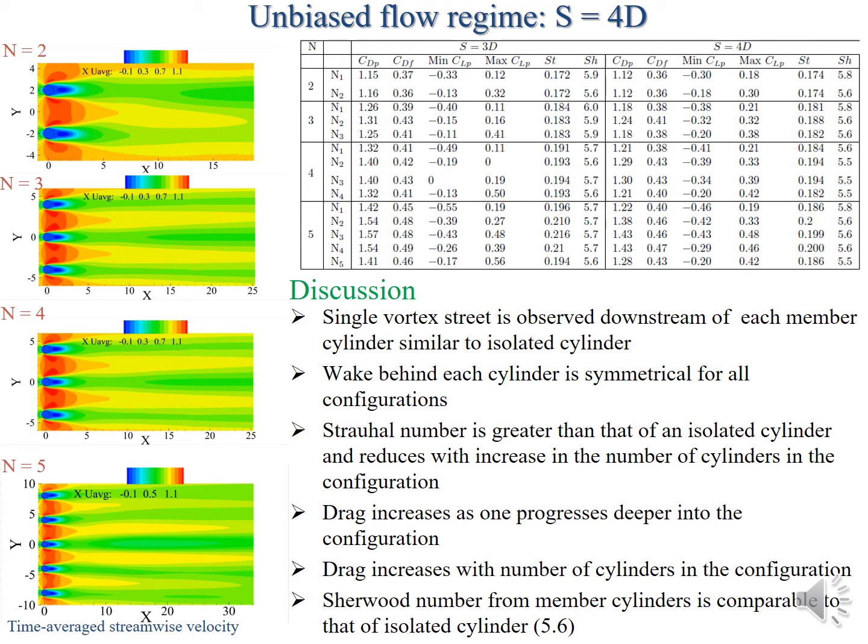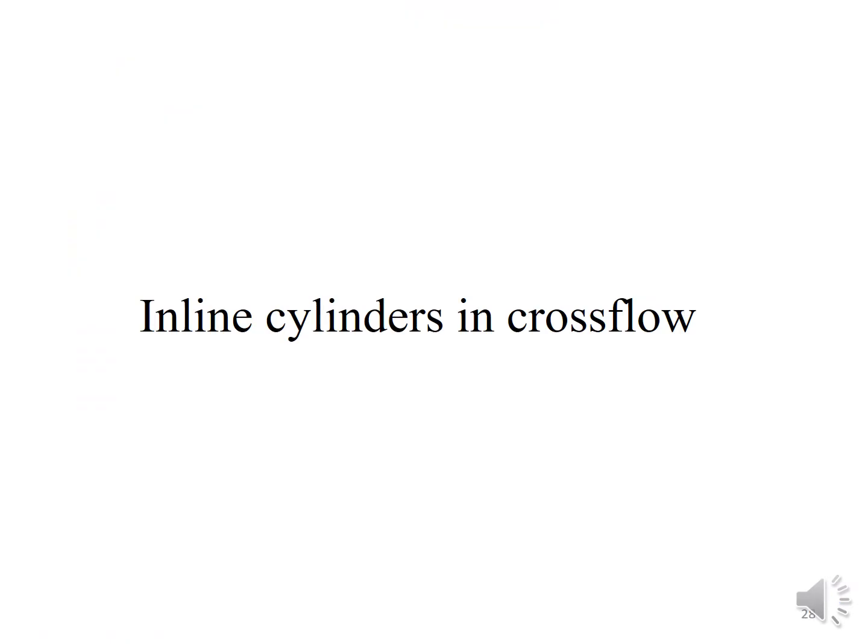But on the other hand, the Sherwood number really resembles that of a single cylinder. We have about 5.6 for all members in the cylinder group, which means that insofar as mass transfer is concerned, we are almost fully decoupled, because the mass transfer decouples before the flow structures. So a single vortex street is observed behind every member at this flow region. So let's look at the inline cylinders and see how they fare.